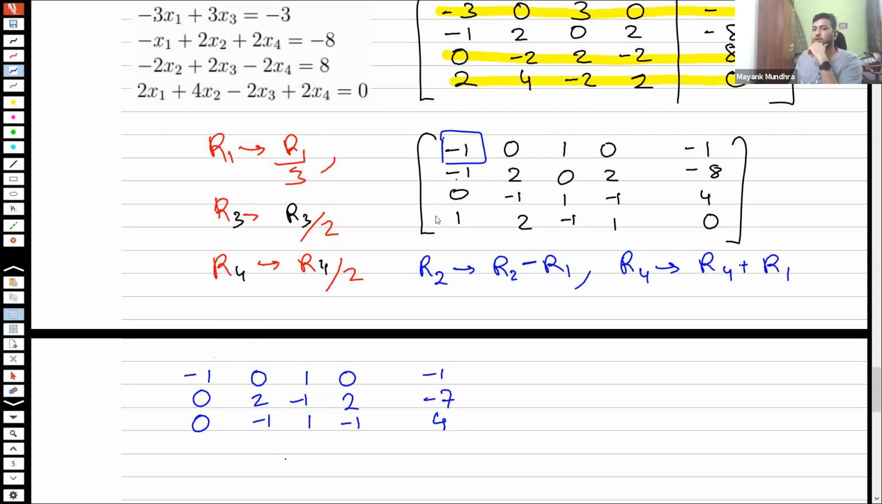And fourth row, you are going to add these numbers. So 1 plus minus 1, 0. 2 plus 0 is 2. Minus 1 plus 1 is 0. And 1 plus 0 is 1. And 0 plus minus 1 is minus 1.